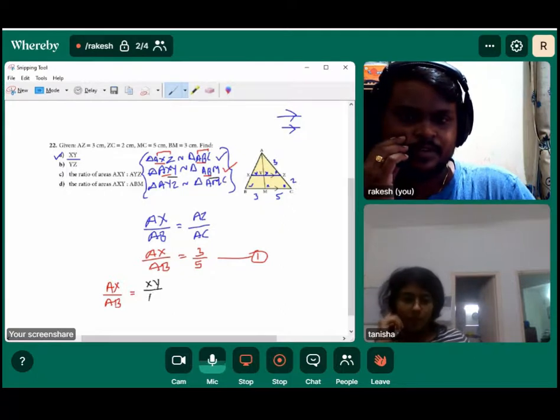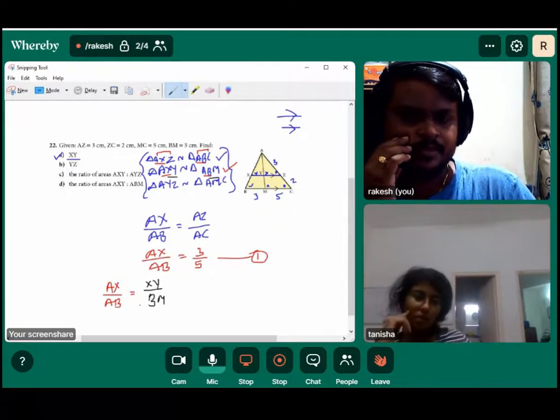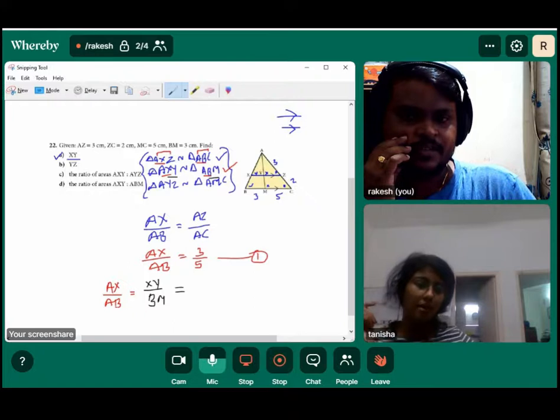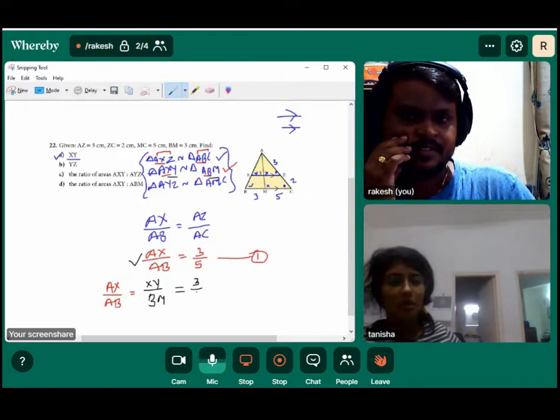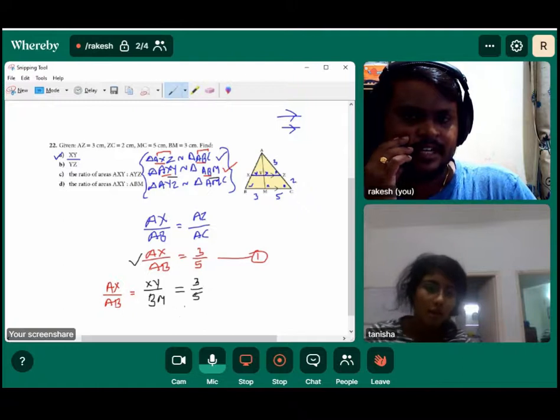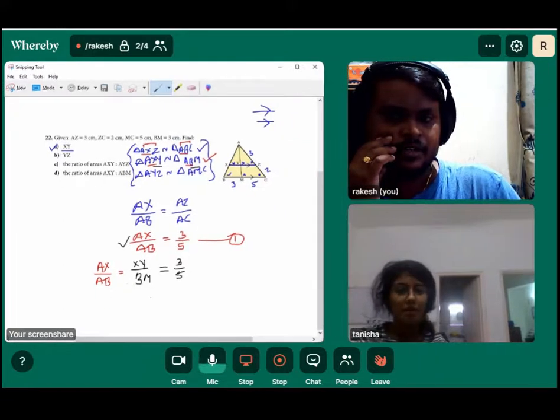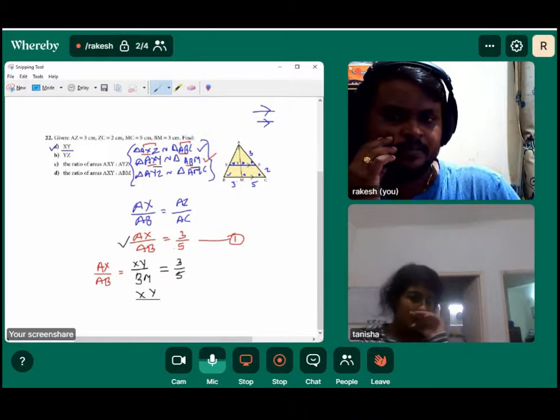XY upon BM. So what is AX upon AB? AX upon AB is 3 by 5. And BM is 3, so I have written 3 here. So 3 by 5. So what would be XY? XY is 9 by 5.